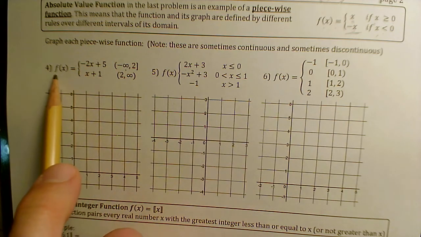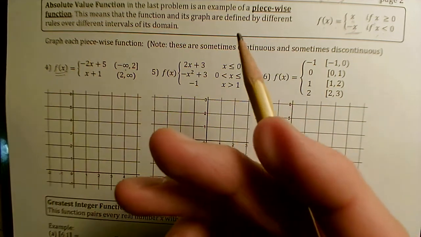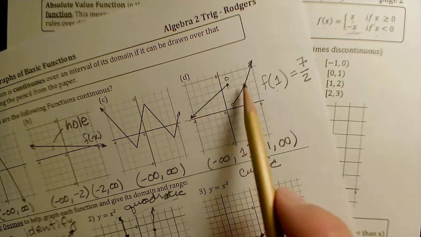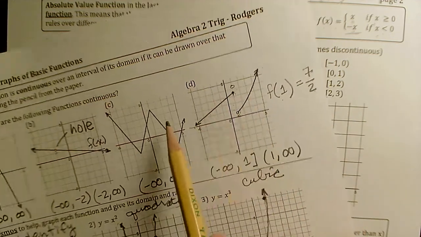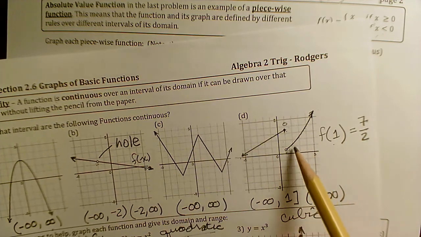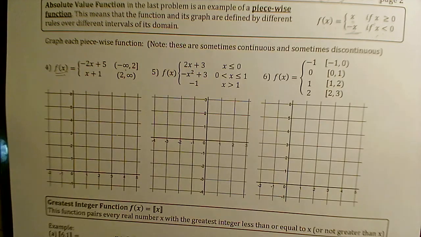So this function is made up of a couple different types of graphs. We're going to see things like we saw in the first couple of problems. They could be continuous, like this one is continuous, or they could be discontinuous, like this one was in D. So what we've got to do is think about what domain we're dealing with.